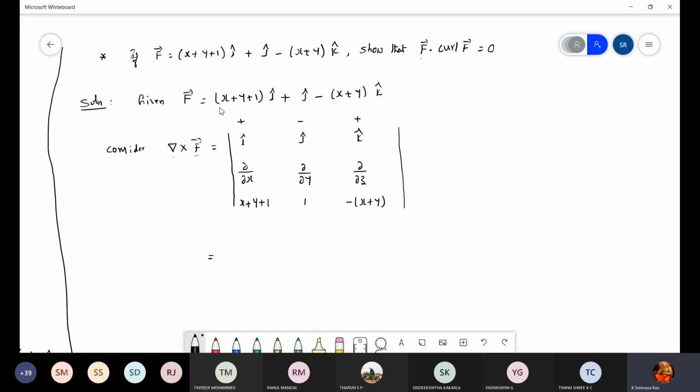I cap into, shall I write the direct answer, or if you want to substitute, you can substitute: dou by dou y of minus of x plus y minus dou by dou z of 1. For i cap, you leave that particular row and column, and you get these 4 terms, a 2 cross 2 determinant. If you want one more step, write it. I will simplify and put the direct answer. You can verify your answer.